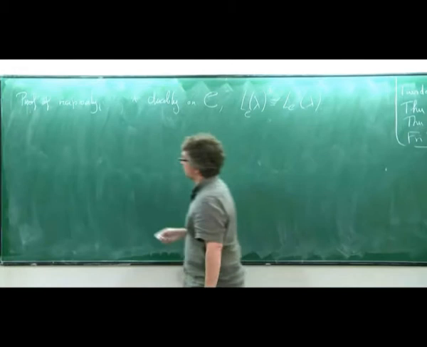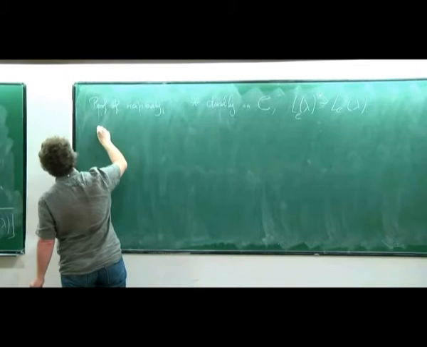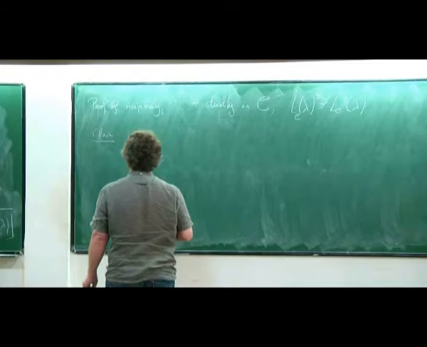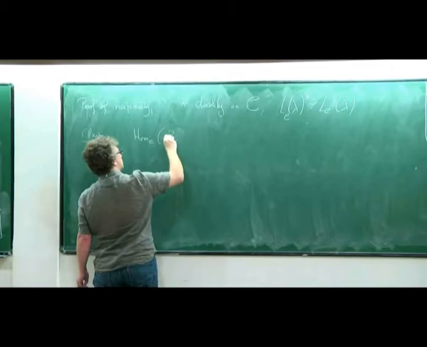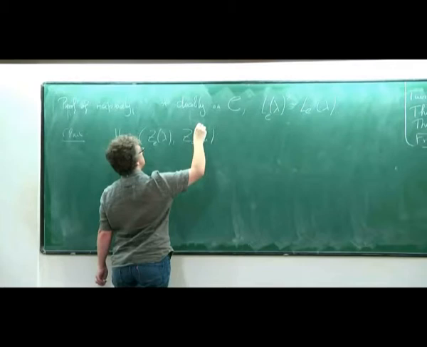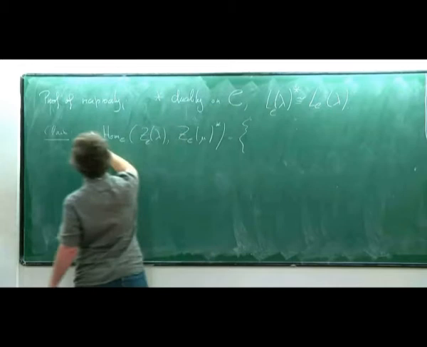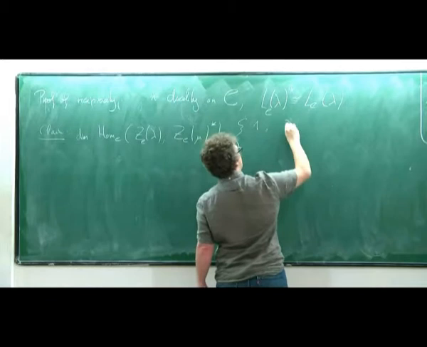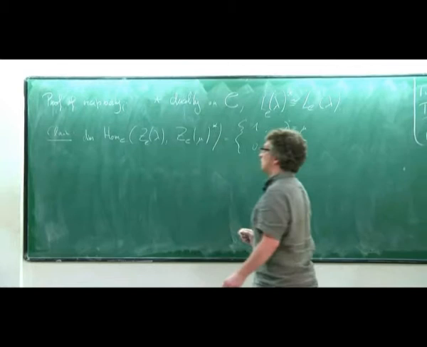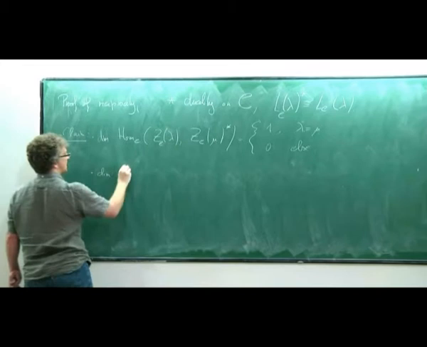And then there's the next claim. The homomorphisms in the category C of ZC lambda into the dual of ZC mu: the dimension is 1 if lambda equals mu and 0 else. Okay, and this claim has two parts. We also need x1.